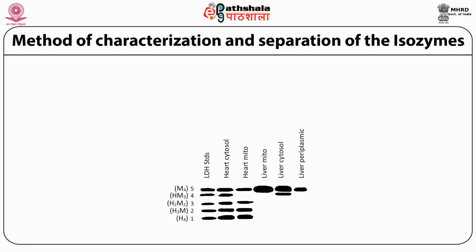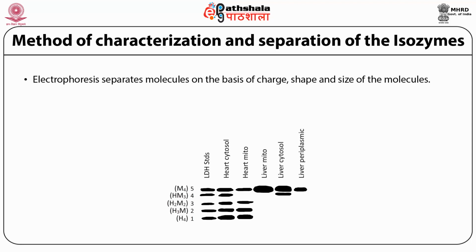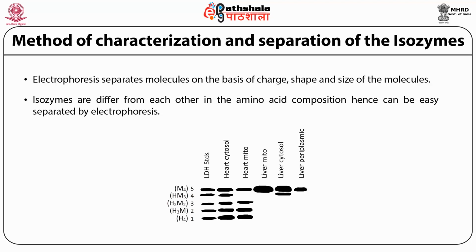After structural characterization, we can characterize isozymes based on electrophoretic mobility. Electrophoresis separates molecules on the basis of charge, shape and size of the molecule, and isozymes differ from each other in amino acid composition. Therefore, they will have differences in charges as well as sizes. So, they can be easily distinguished by electrophoretic movement.